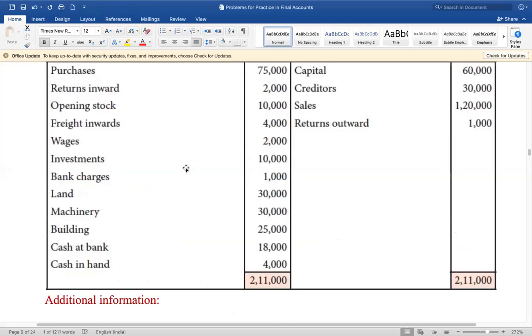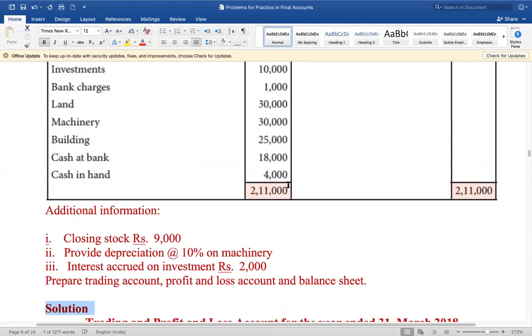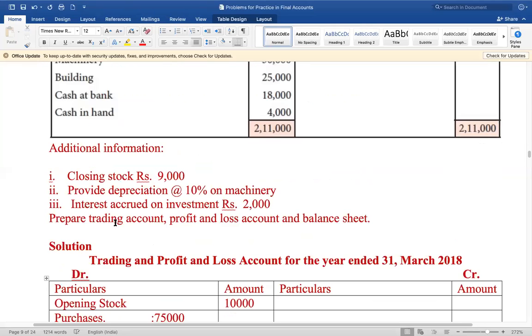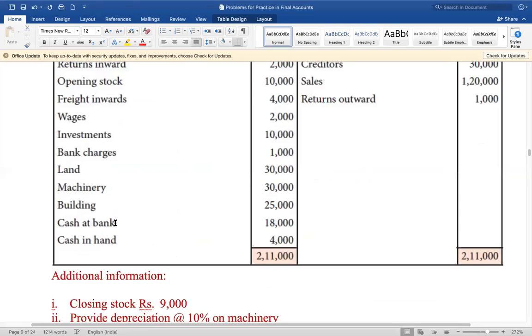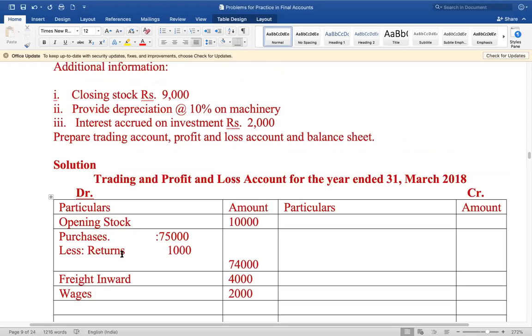Next item, freight inward 4,000. Freight inward 4,000. Next, wages 2,000. Okay, wages 2,000. Next, what is next?